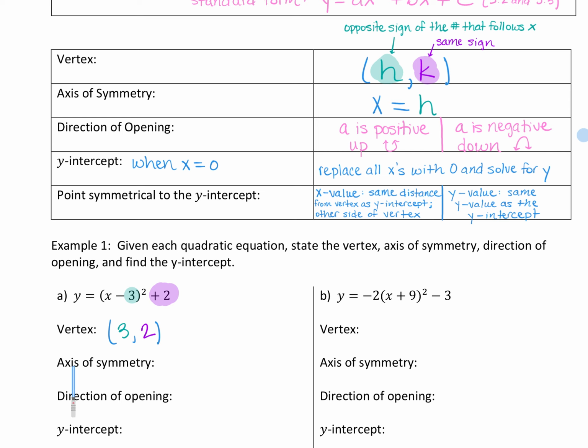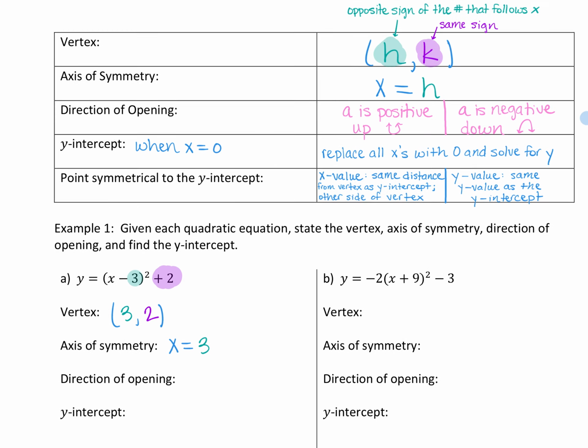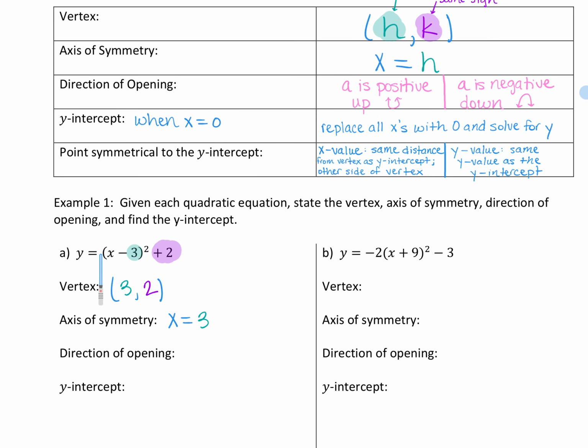The axis of symmetry is x equals the 3. Again, you have to put the x equals. If you don't put x equals, it is wrong. And then the direction of opening, there is no number written. When that happens, the number is actually a 1, right? And that is a +1. So because a is positive, then it's going to open up. So it'll look like the U for up.